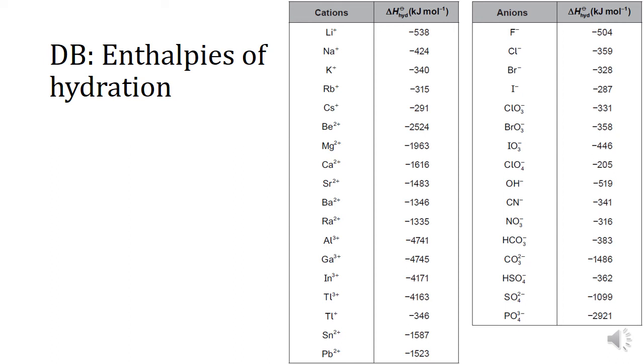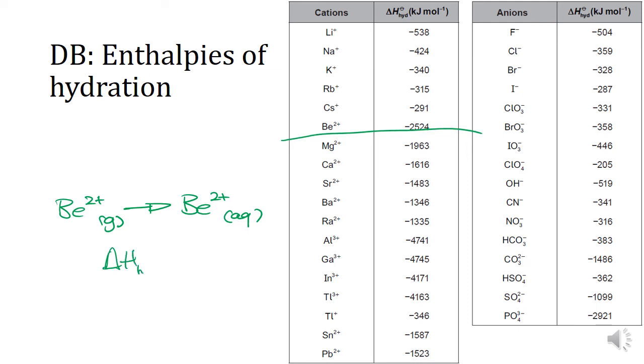So these enthalpies of hydration, if I take a beryllium gaseous ion and I dissolve it in water, my delta H of hydration standard is going to be negative 2,524 kilojoules per mole.